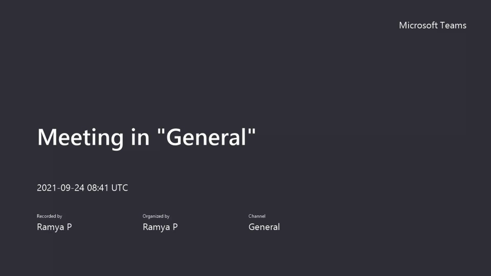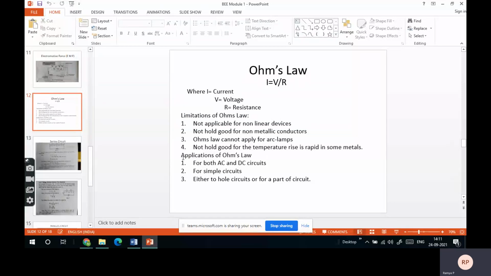Now, today we are discussing Ohm's law. As we all know, Ohm's law is a basic law that is required in electrical engineering. In Ohm's law, we are going to take three parameters. One is current, indicated as I, the second is voltage V, and the third is resistance. I'm going to give the relation between the current, voltage, and resistance. That is nothing but Ohm's law.